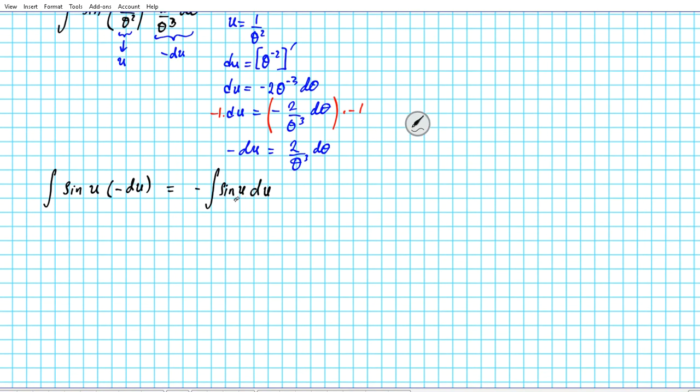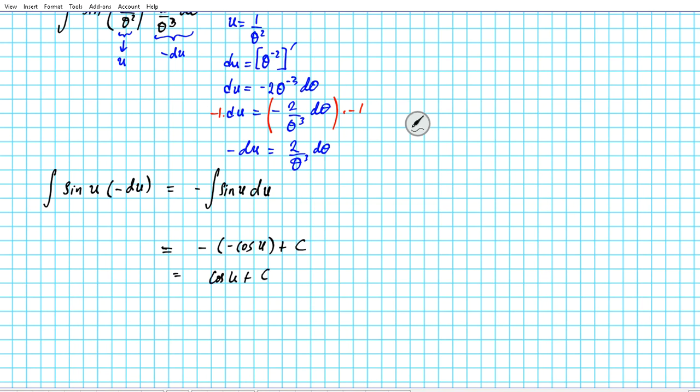Alright, so let's integrate this using our knowledge of the integral of trigonometric functions. The antiderivative of sine is negative cosine. So the integral of sine is negative cosine u plus c. Since we have the minus in front, the antiderivative is going to be cosine u plus c.